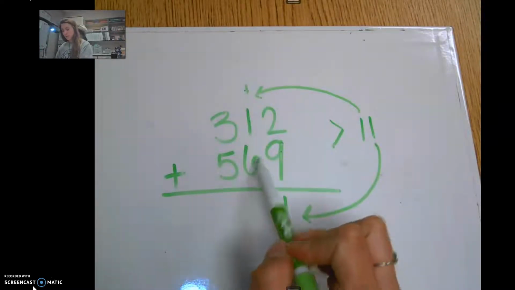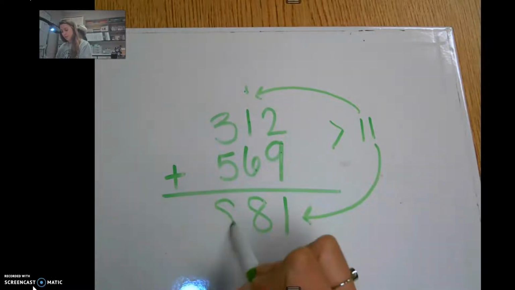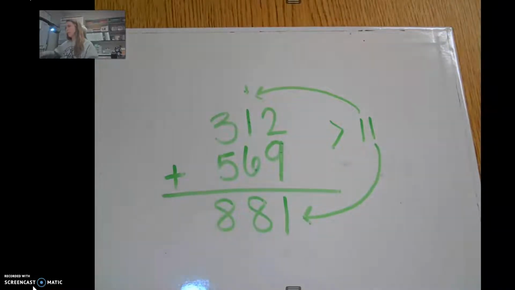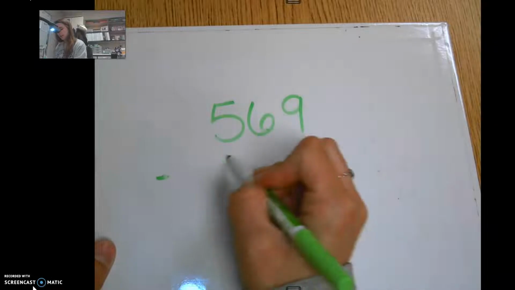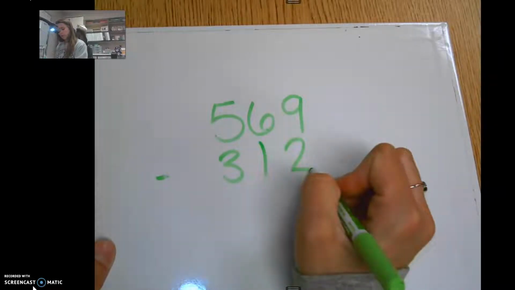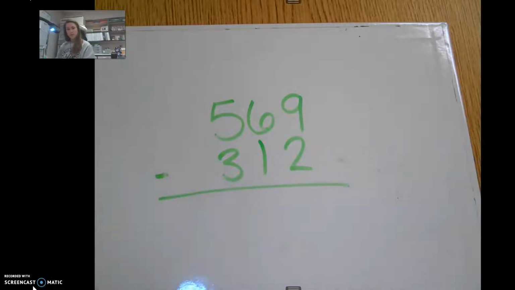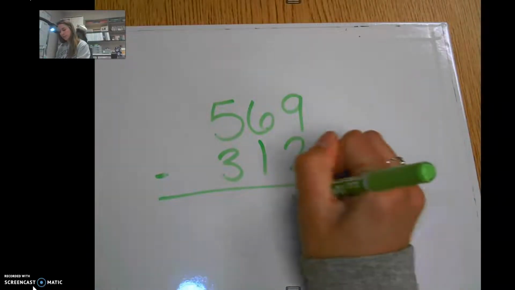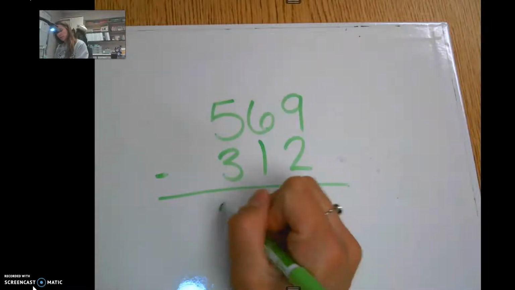So now I have 6, 7, 8. And 3 plus 5 is 8. And that is how I'm going to get my answer. Now, if I do this similar problem, except I'm doing subtraction, I'm going to think 569 minus 312. Okay? Now, in this one, I don't even have to regroup. I have 9 minus 2 is 7. 6 minus 1 is 5. 5 minus 3 is 2.